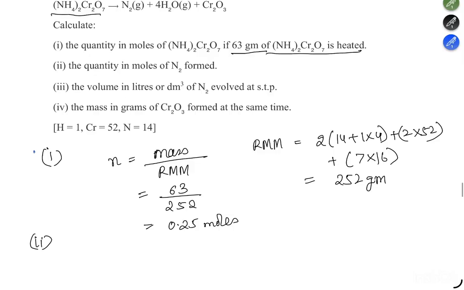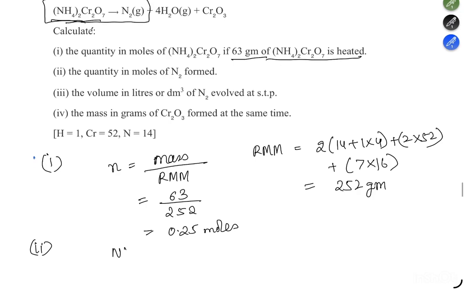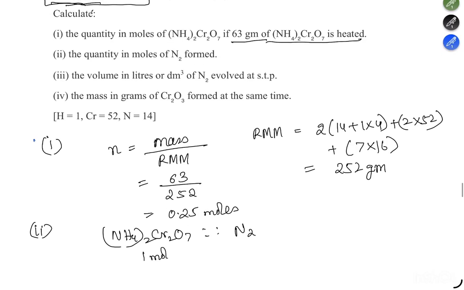Second question is the quantity in moles of nitrogen formed. So now it is relating a reactant to the product. So we have to refer to the balanced equation again, and then we have to see the ammonium dichromate mole ratio to the moles of nitrogen. If you look at the balanced equation, 1 mole of this produces 1 mole of nitrogen gas.